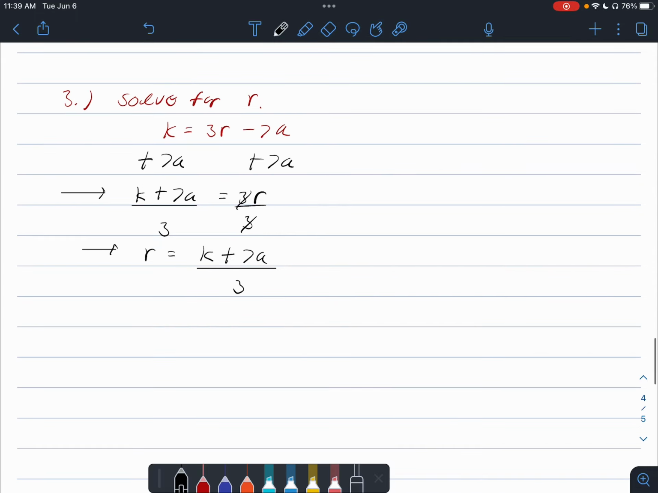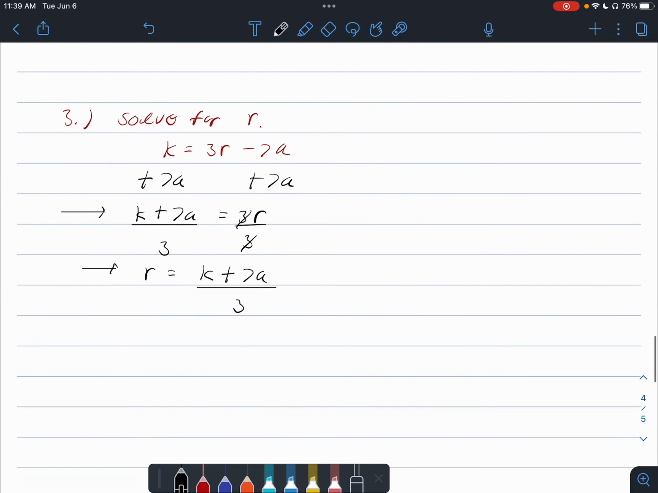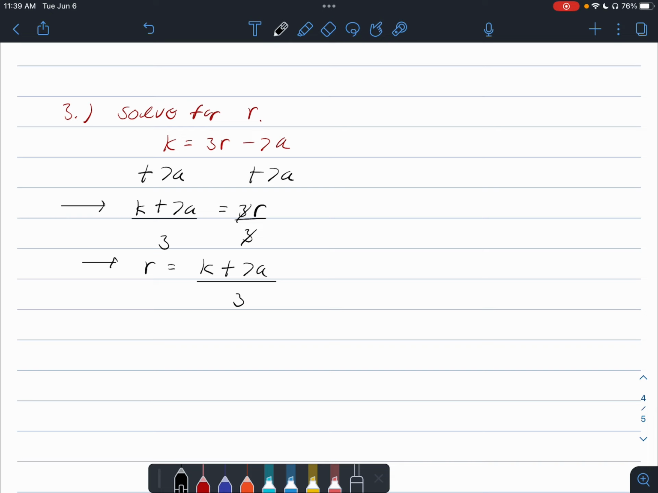So again, in these situations, don't get overly intimidated by this. Just think of it, if you're told to solve for some variable, the only thing you really have to do is isolate that variable on one side of the equal sign, and then try and simplify the other side as much as you can, if possible. So yeah, hopefully that helps with this particular topic.